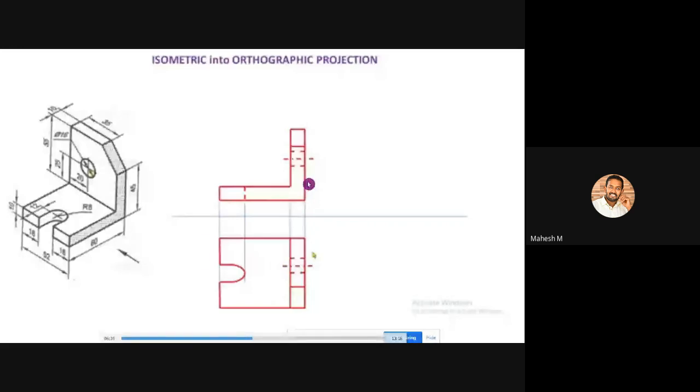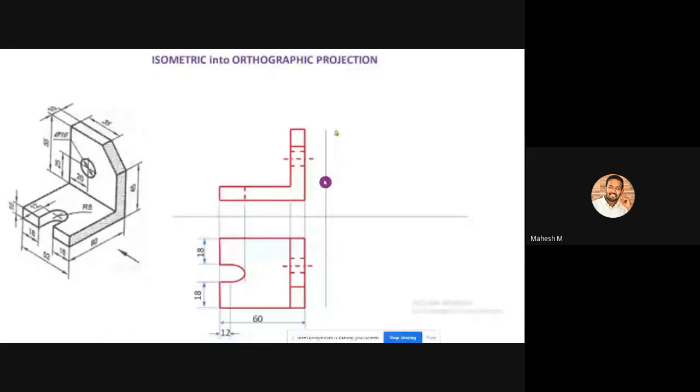You can mark the dimensions as in our question. So you can mark each and every dimension. This diagram is available in your textbook itself, so you can refer to your textbook for the dimensions. You can create a vertical reference line. It should have a 20 mm distance from your front view.